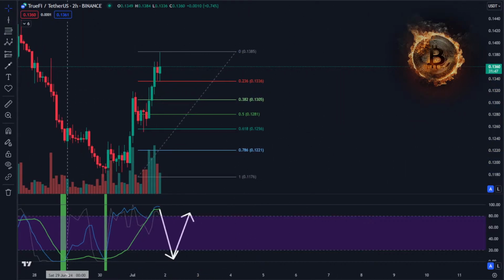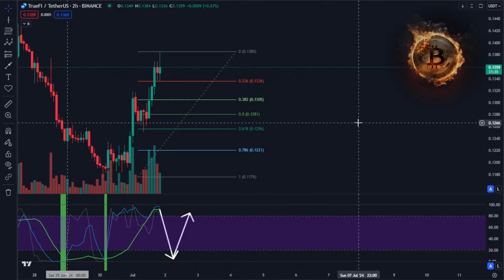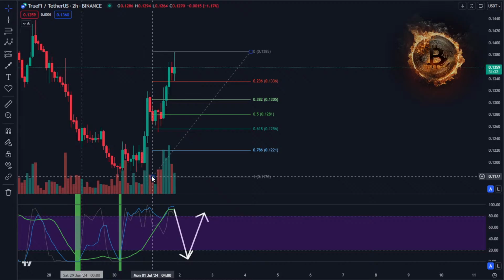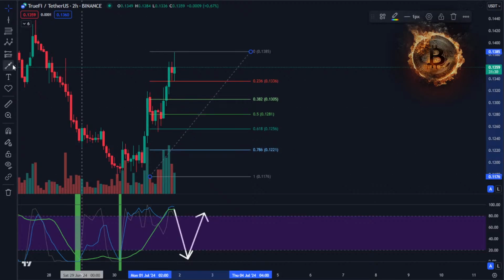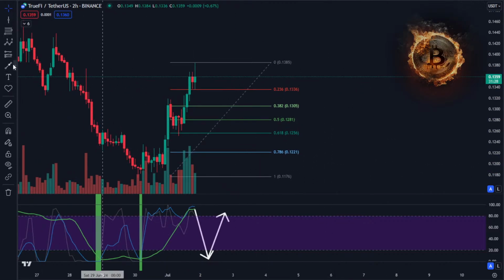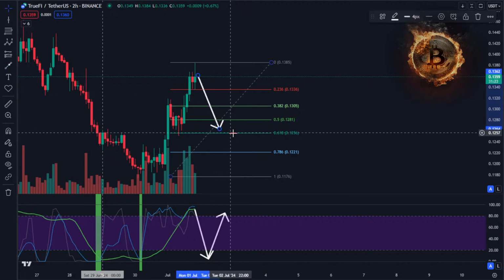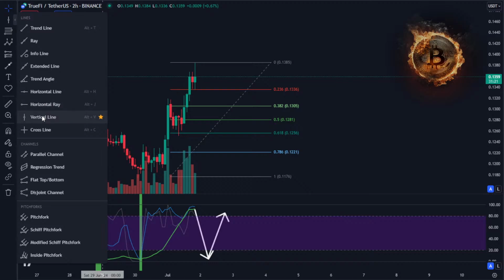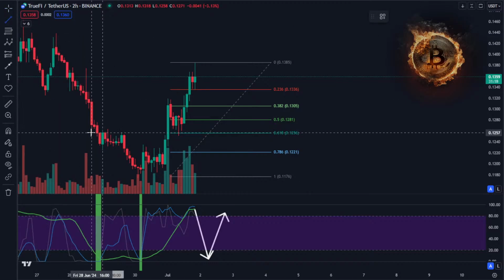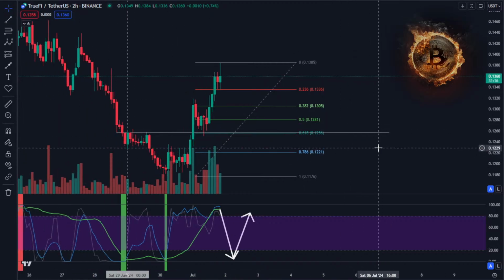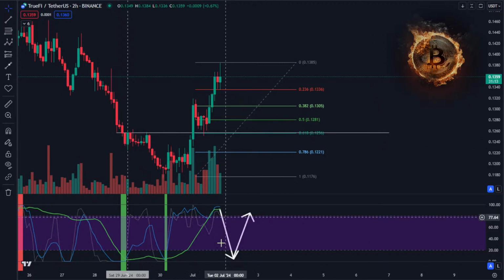We could expect this to happen, but let me first check the volume on TRU. Yeah, the volume is 10 million on the daily, so it's actually not that bad. What you should be looking at is a retrace somewhere safely on the 0.5 or 0.618, and at the same time we have this support here. Okay, so we have confluence at this zone.